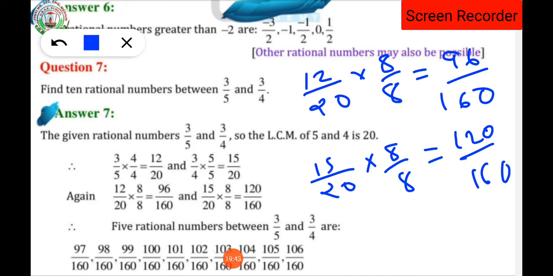Clear? Now you can see that between 96 upon 160 and 120 upon 160, how many rational numbers are there? Here you can see 97 upon 160, 98 upon 160, 99 upon 160, 100 upon 160, 101 upon 160, 102 upon 160, and so on up to 106 upon 160. So these are the rational numbers which lie between 3 by 5 and 3 by 4.